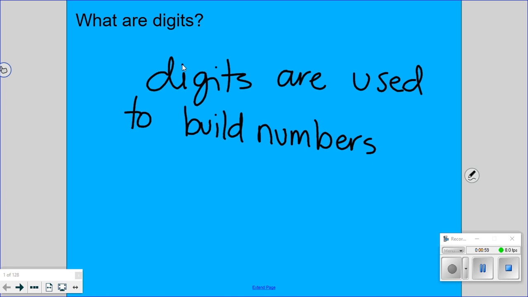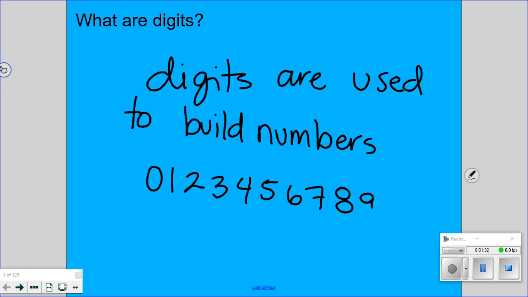Yes, it can. What are our digits? They represent a value. What are our digits? I should see every hand because we were just playing with them. Zach? 0, 1, 2, 3, 4, 5, 6, 7, 9. Beautiful. Those are all of our digits.